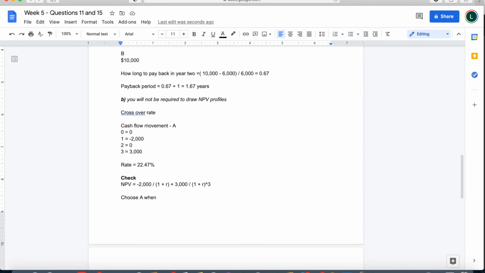Forgot what that's called now. Anyway, keep moving. So now we know that rate is 22.47. So let's do a cross check. So let's just make this super easy for us.